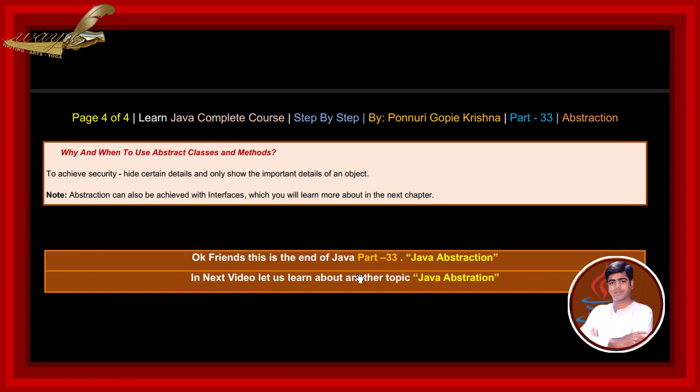Why and when to use abstract classes and methods? To achieve security, hide certain details and only show the important details of an object. Abstraction can also be achieved with inheritance, which you will learn more about in the next chapter. Okay friends, this is the end of Java part 33, Java abstraction.